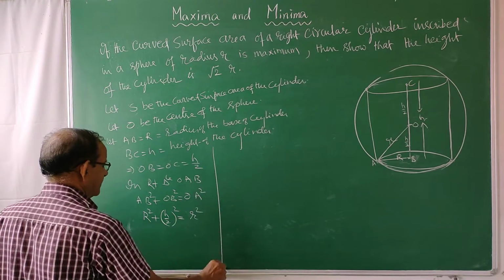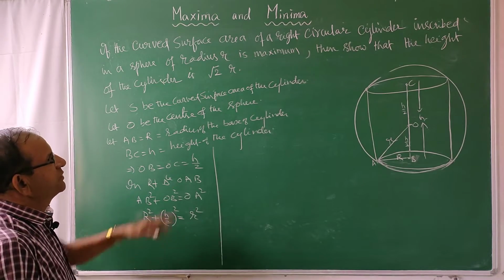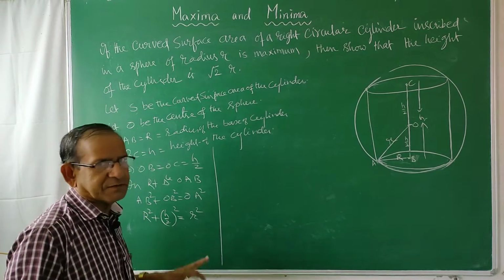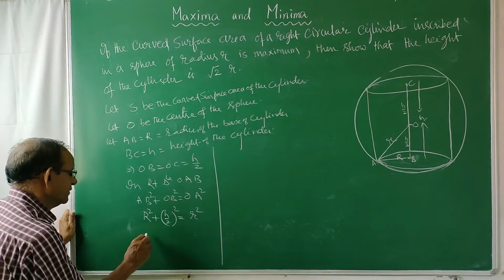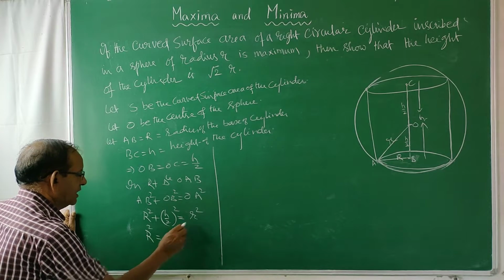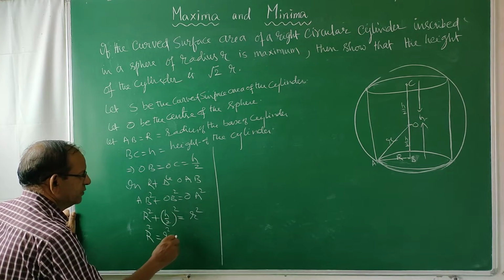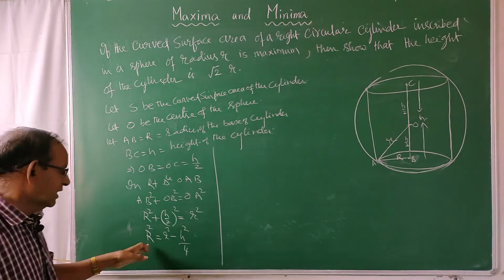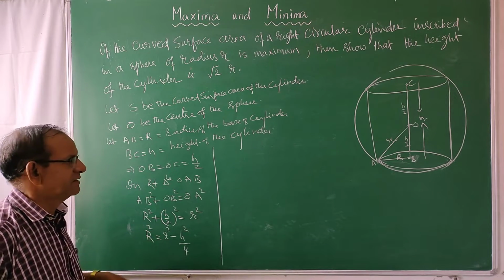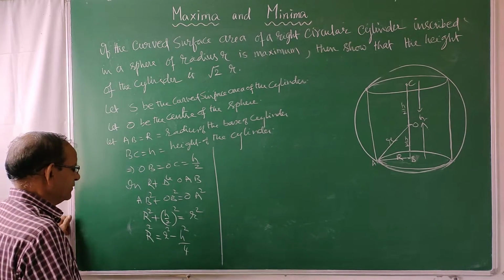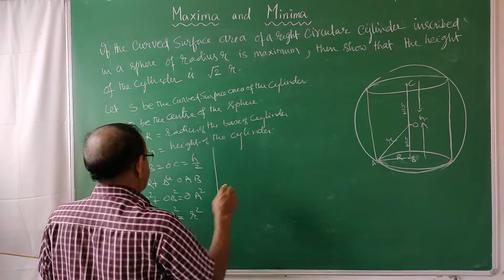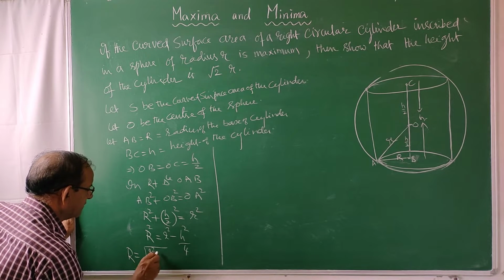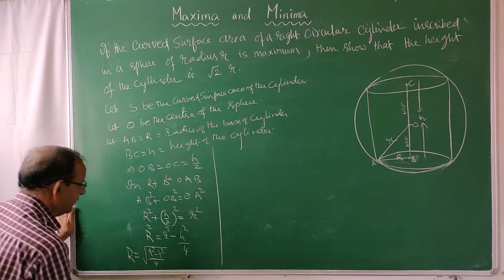Now we have to convert, because we have to find out the height ultimately. So convert this big R also to the terms of height only. So R square is equal to small r square minus H by 2 whole square, that is H square by 4. So this is R square value. If you want to find out R, then square root you have to take. So big R is equal to square root of r square minus H square by 4.